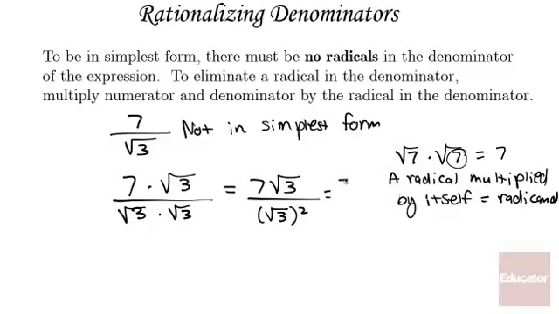So here I end up with 7 times the square root of 3, and following this property, I know that I actually get 3. Now this is in simplest form because I no longer have a radical in the denominator. I have one in the numerator, that's fine, but I don't have one in the denominator.